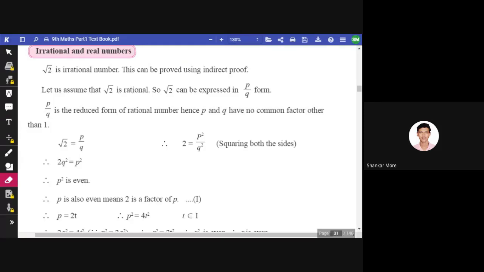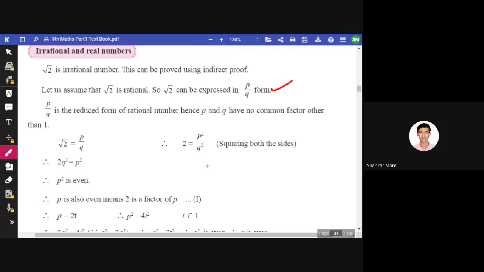Okay. Now if square root of 2 is rational, that simply means square root of 2 can be represented in the form of p by q, isn't it? So p by q is the reduced form of the rational number, hence p and q have no common factor other than 1. Okay, p by q is the reduced form of the given rational number. So that means they can't have any other common factor than 1 and the number itself. All right.